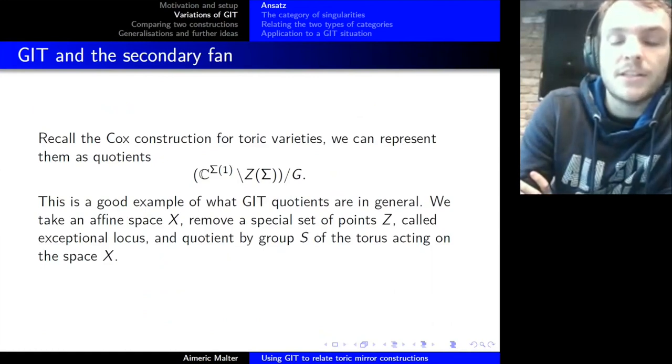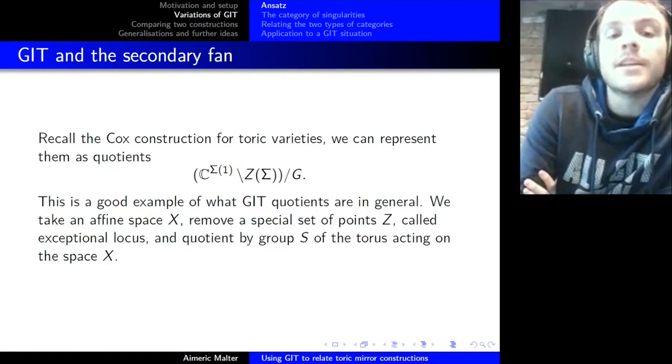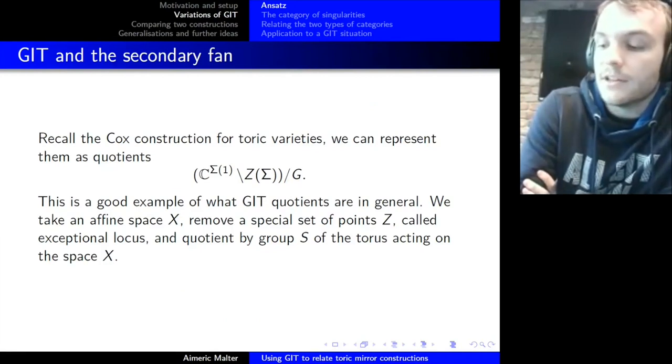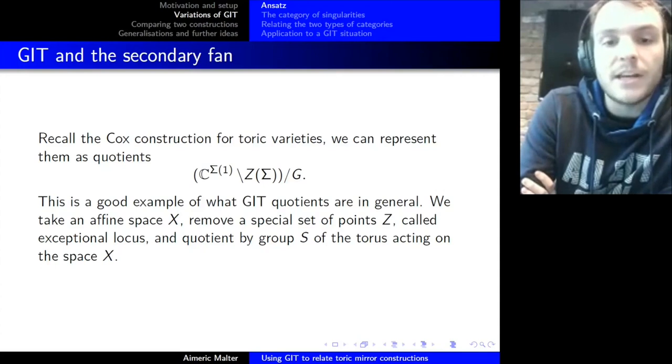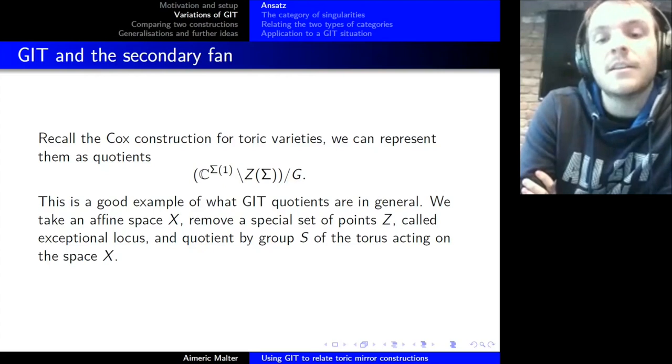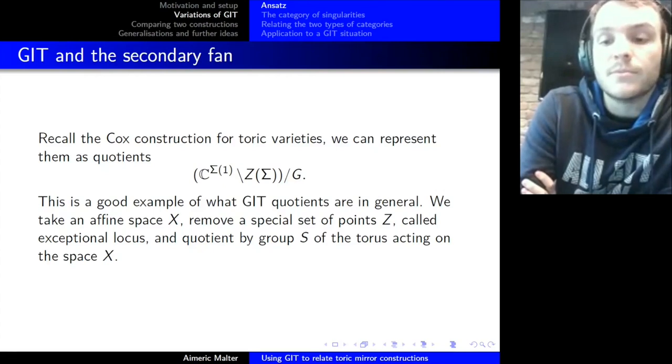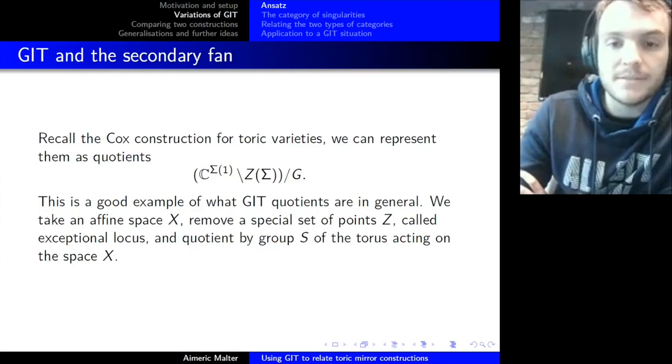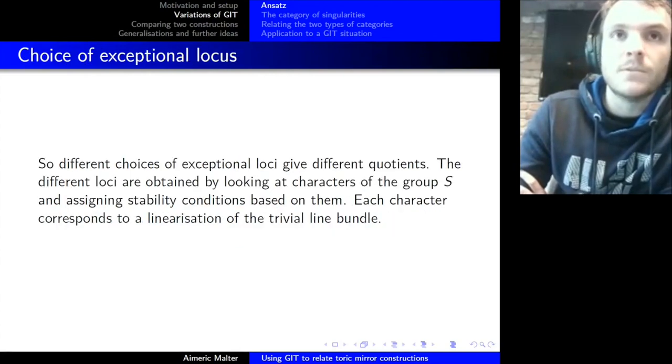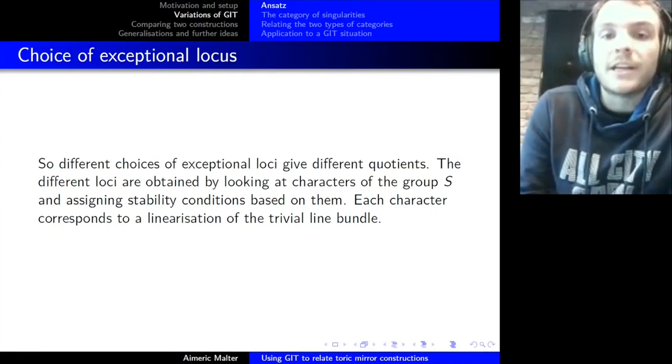So let's talk a bit about what we mean by GIT. If we think about toric varieties and the Cox construction, remember that we can represent varieties as an affine space where we cut out an exceptional locus and we quotient by a group. That is what we want GIT quotients to be in general. So we take some affine space X, we remove a special set of points Z, and we quotient by a group acting on the space.